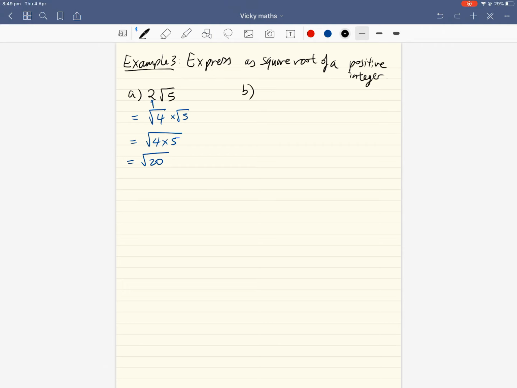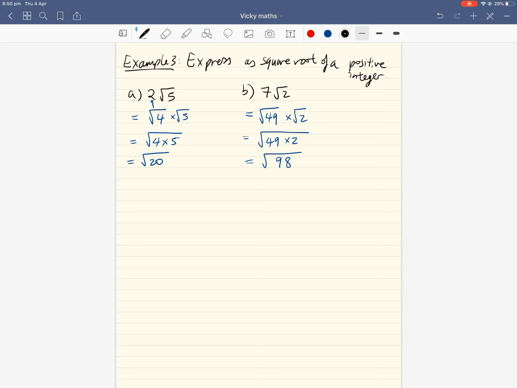Let's do another one. 7 root 2. You're thinking, what square rooted gives me 7? Square root of 49 gives me 7, and I'm multiplying by the root 2 there. Reversing it, it becomes square root of 49 times 2. 49 times 2 gives me 98. So working backwards, 7 root 2 can be rewritten as square root of 98, one whole square root of one whole integer. And that's essentially how to simplify surds.